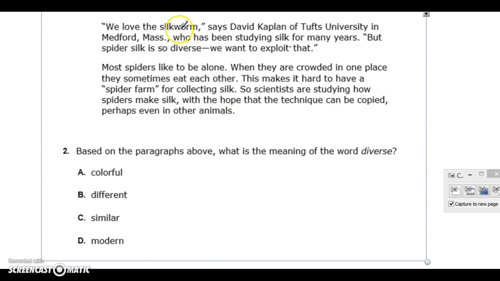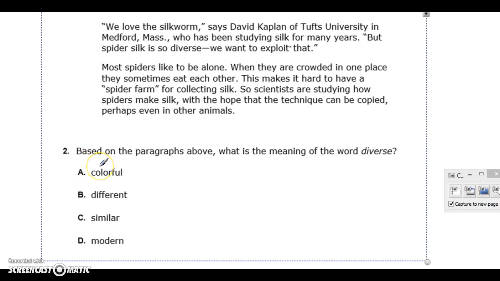Question 2. We love the silkworm, says David Kaplan of Tufts University in Medford, Mass., who has been studying silk for many years, but spider silk is so diverse, we want to exploit that. Most spiders like to be alone. When they are crowded in one place, they sometimes eat each other. This makes it hard to have a spider farm for collecting silk, so scientists are studying how spiders make silk with the hope that the technique can be copied, perhaps even in other animals.